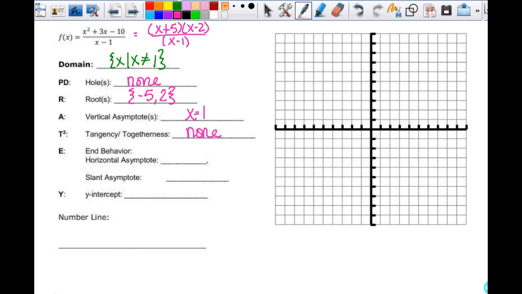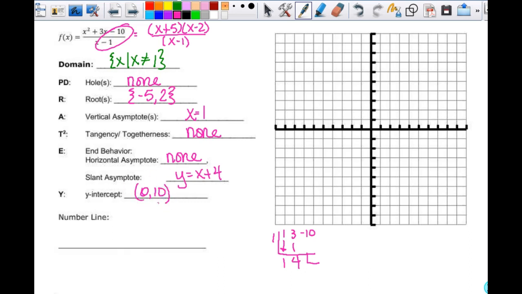This is top heavy, which means there is no horizontal asymptote, which means there is a slant asymptote, and I need to find it. And it is, I can use synthetic division here. So I have 1 on the outside. On the inside, I'm going to have 1, 3, -10. Okay. 1, 1, 4. So this is just going to be y equals x plus 4. My y-intercept I can get from right there, so it's going to be 0, 10.